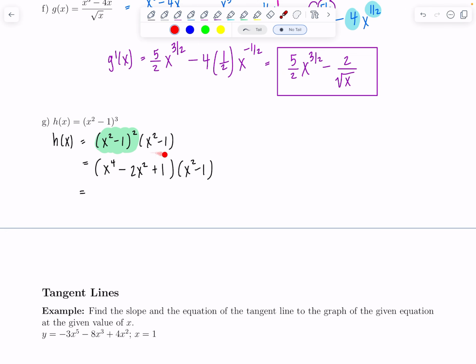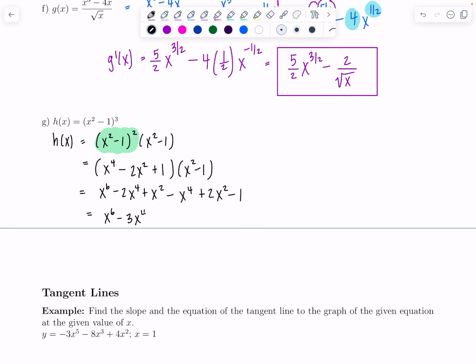So you're going to go, this is x to the 6th minus 2x to the 4th plus x squared, x to the 6th minus 2x to the 4th plus x squared, minus x to the 4th plus 2x squared, and then minus 1. And then let's see, I think we can combine some like terms, right? So we've got x to the 6th minus 3x to the 4th plus 3x squared minus 1.